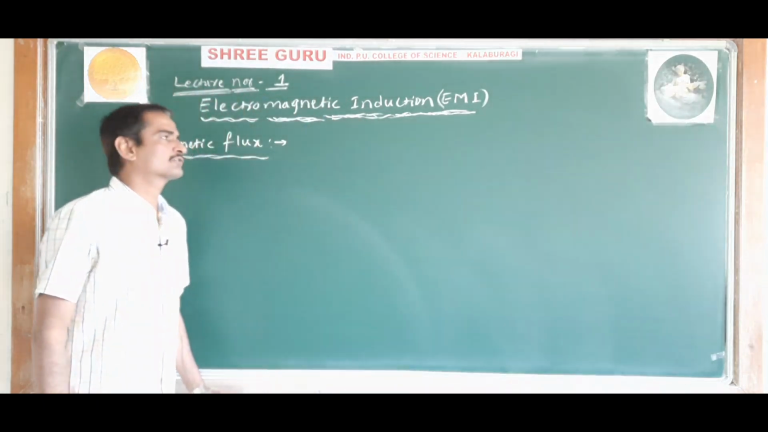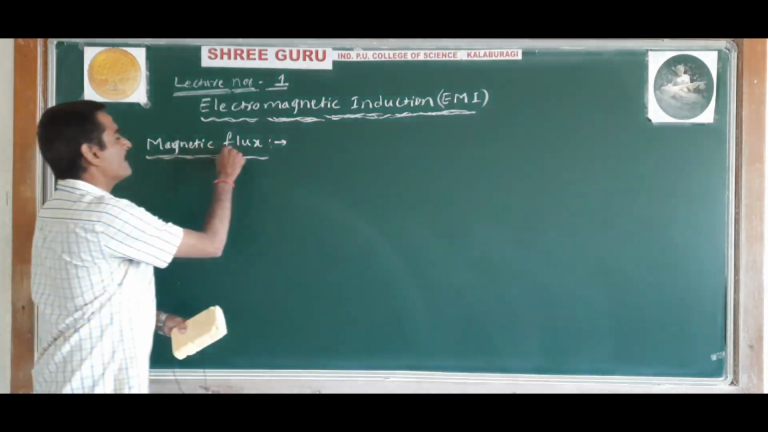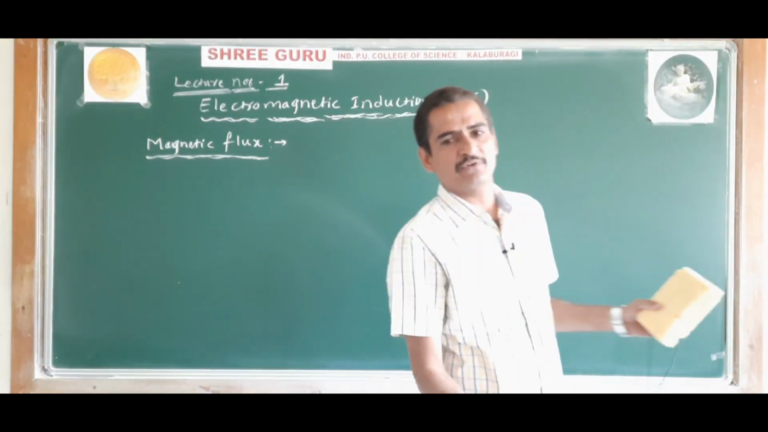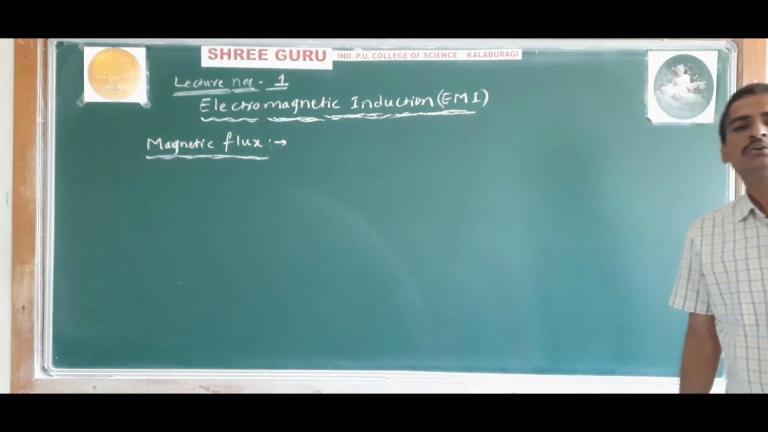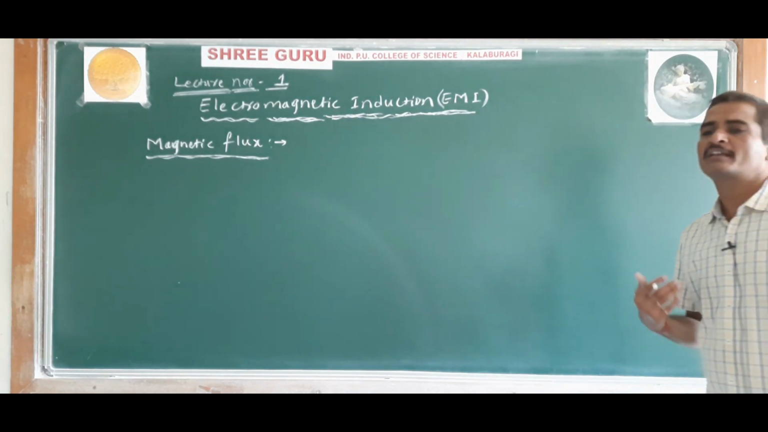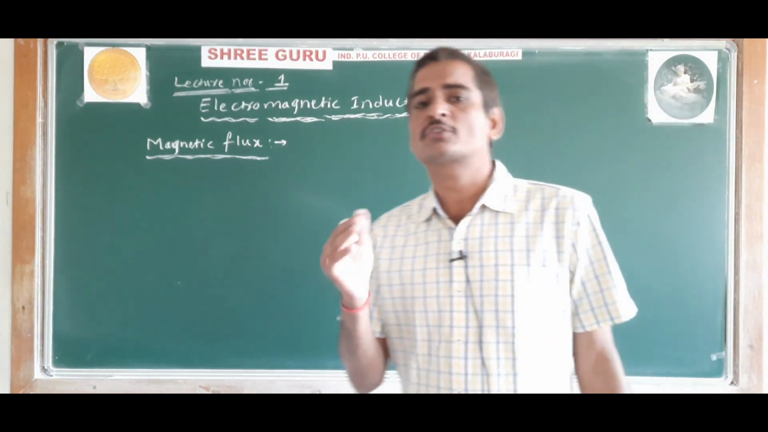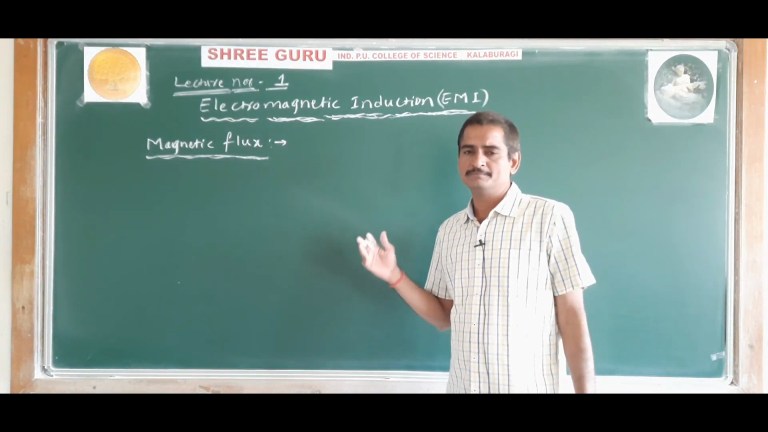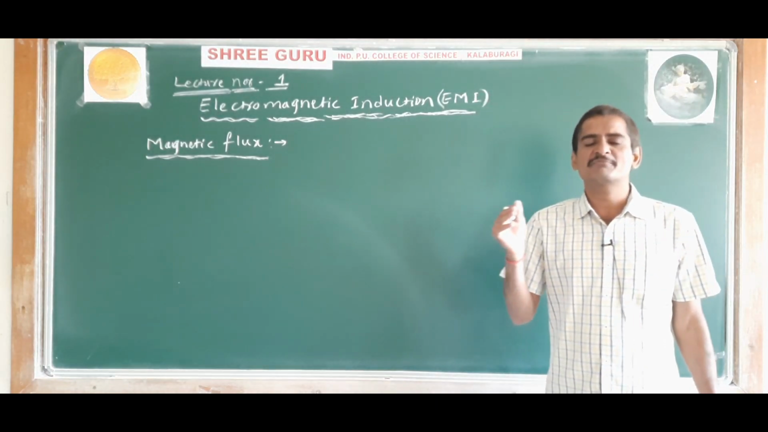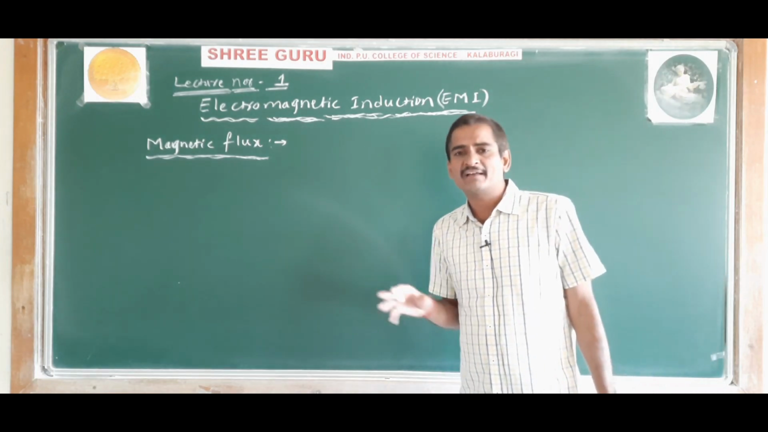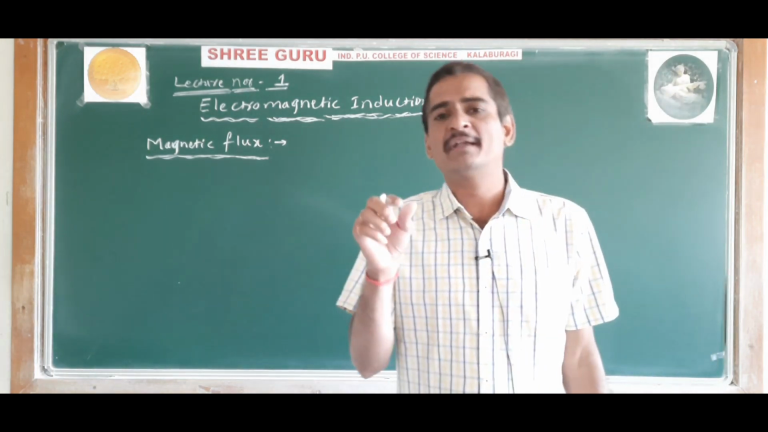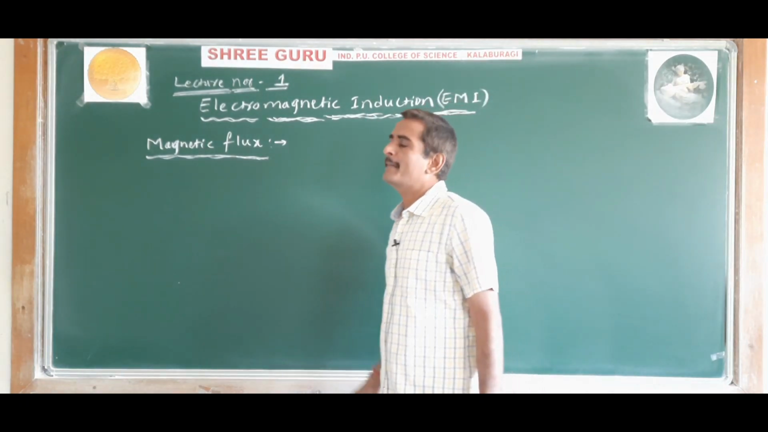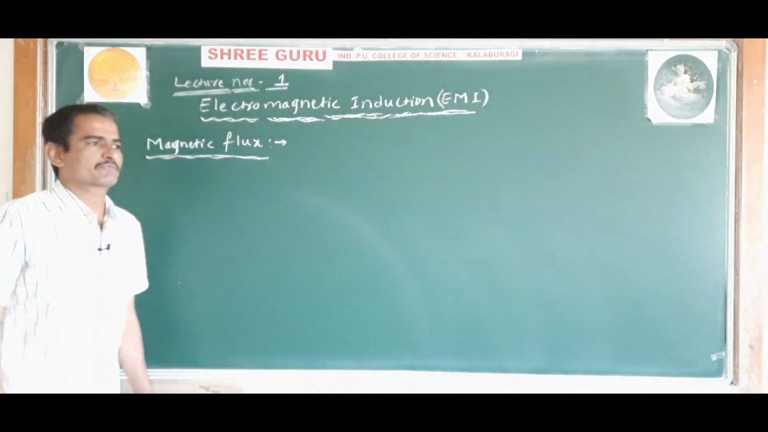The magnetic flux through a surface placed in a magnetic field is defined as the total number of magnetic lines of force passing through that surface perpendicularly or normally. Understood? That is, the total number of magnetic lines of force passing through a surface perpendicular to that surface is called magnetic flux.